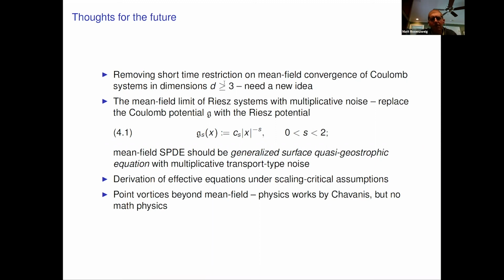The other thing that can be considered is to look at Riesz systems with multiplicative noise. So you replace the Coulomb potential, G, okay, we're looking at the two-dimensional case, with a more singular Riesz potential of the form given in equation 4.1. And the mean field stochastic partial differential equation should be a generalized surface quasi-geostrophic equation, except now with multiplicative transport type noise. So this would be treating the stochastic setting with multiplicative noise that I mentioned was considered earlier by Sfatti.